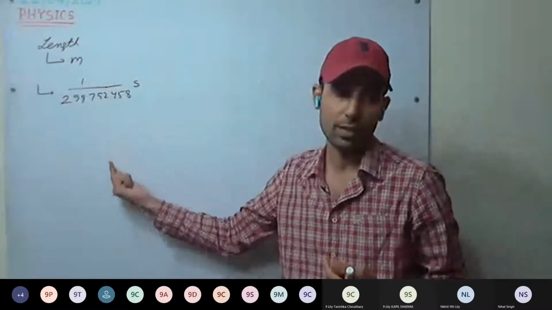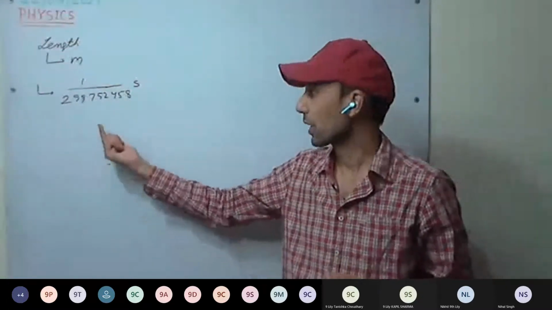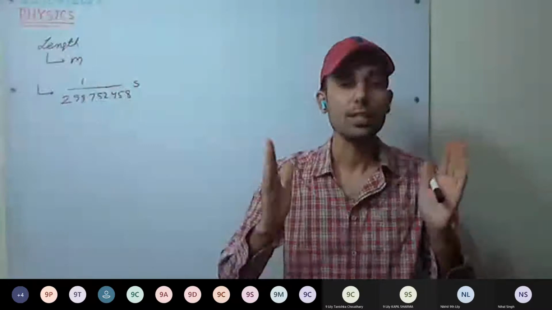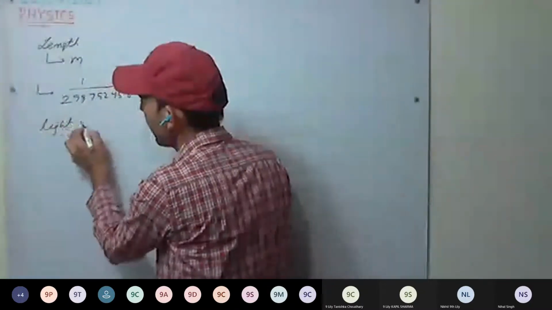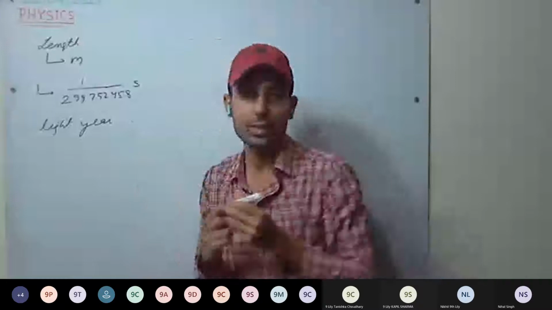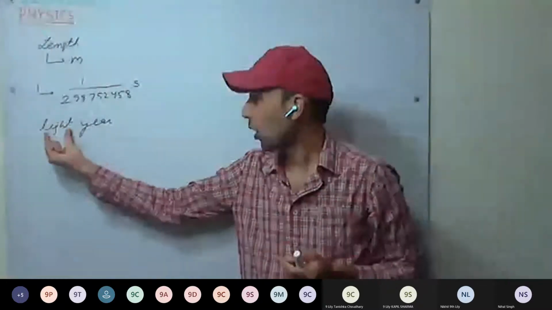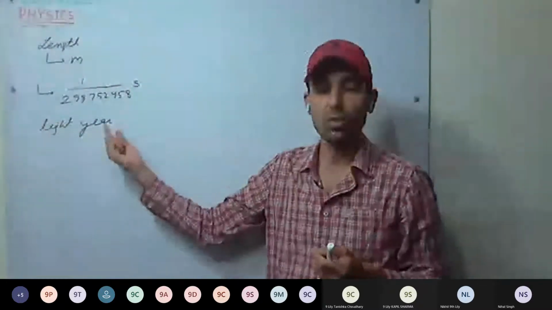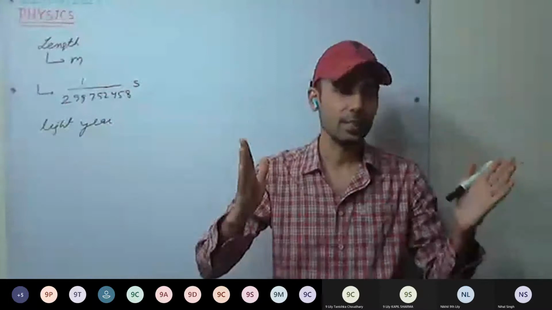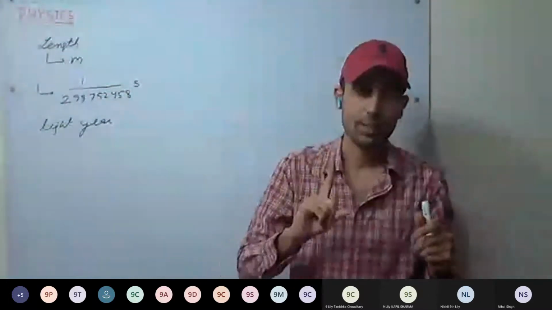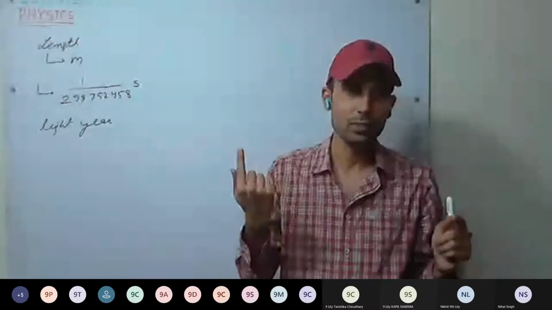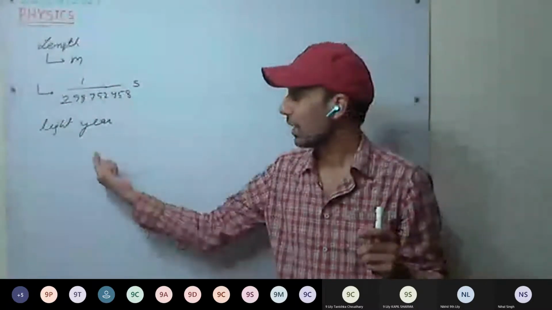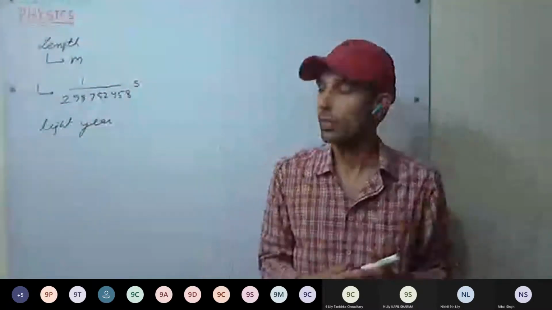Parsec we will be discussing after the completion of this chapter. And then we used light year. Light year is an important unit. Always remember, light year is a unit of distance. It means how much distance light travels in 1 year. The distance traveled by light in 1 year is 1 light year. Similarly, light minute is the distance traveled by light in 1 minute, and light second is the distance traveled by light in 1 second.